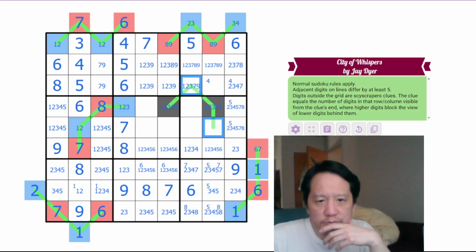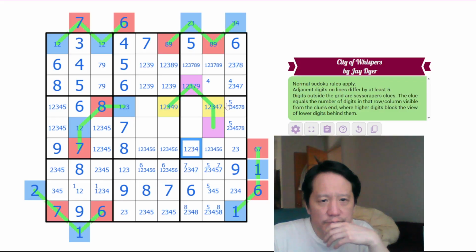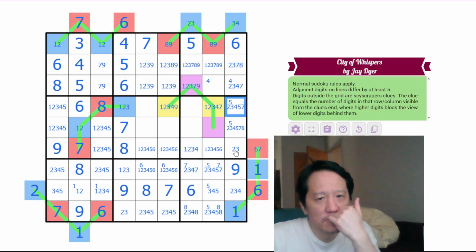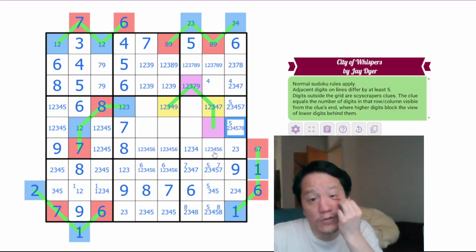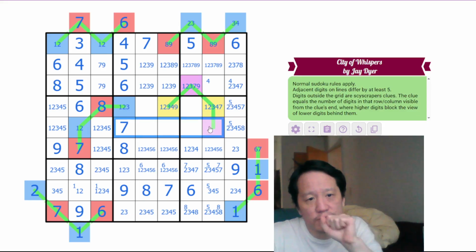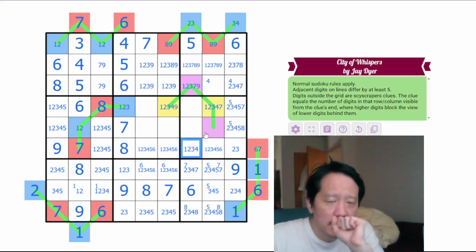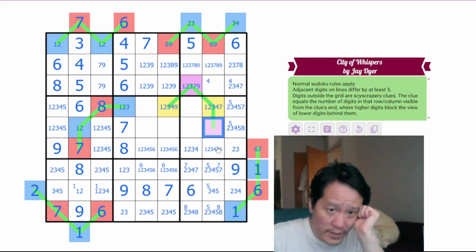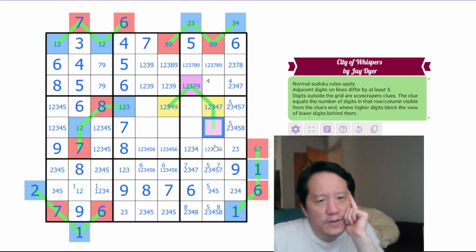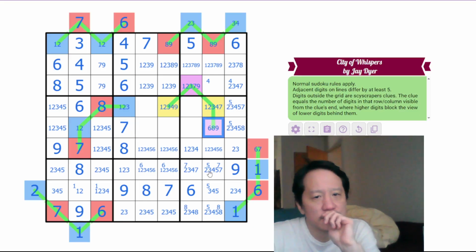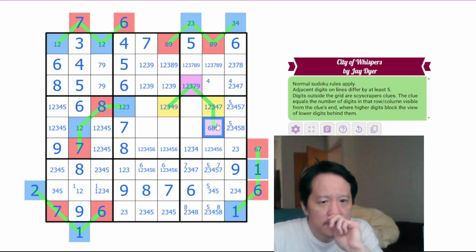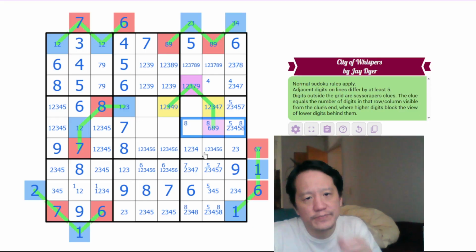Let's change these colorings because it's hard to see. So that's pink. We'll make this yellow. This can't be 8 anymore. So 8's either here or here. That's interesting. No 7 here because of 7 in the row. If this were high, it can't be 7. Be 6, 8, or 9. It's one of these 3 digits here.